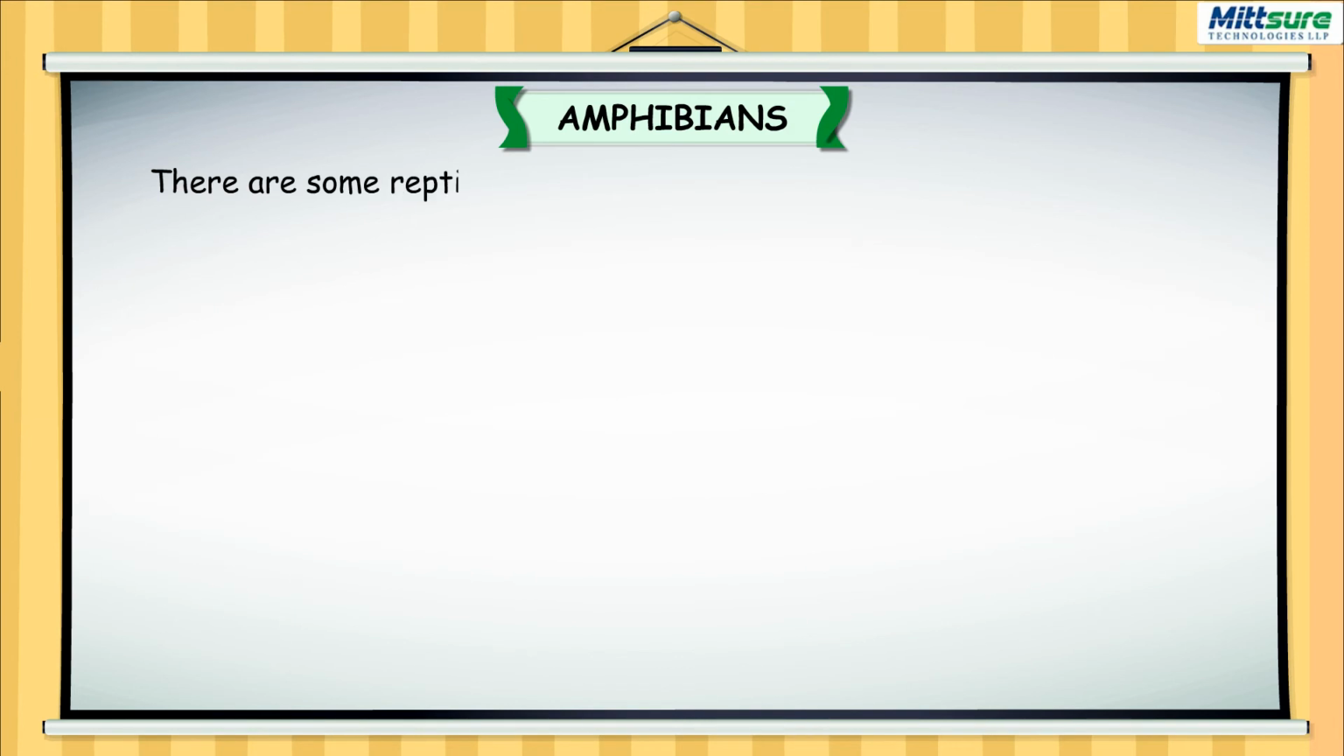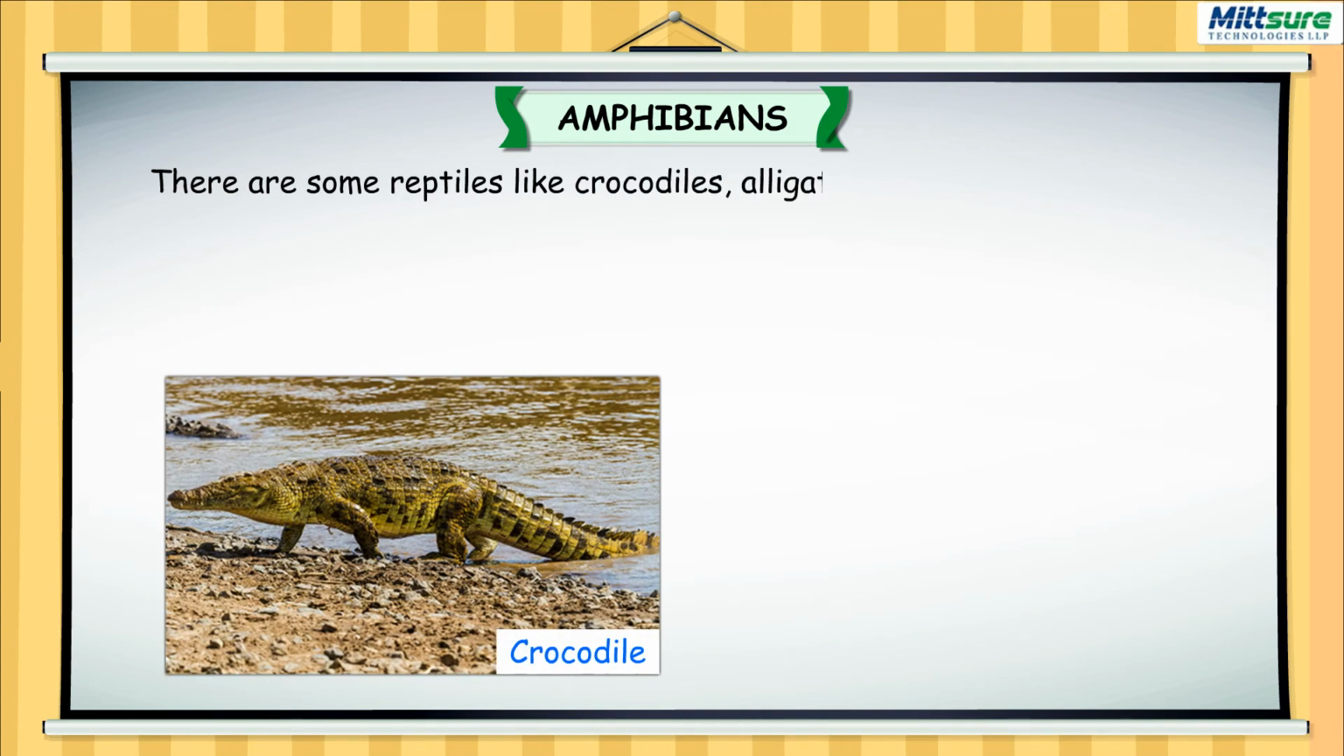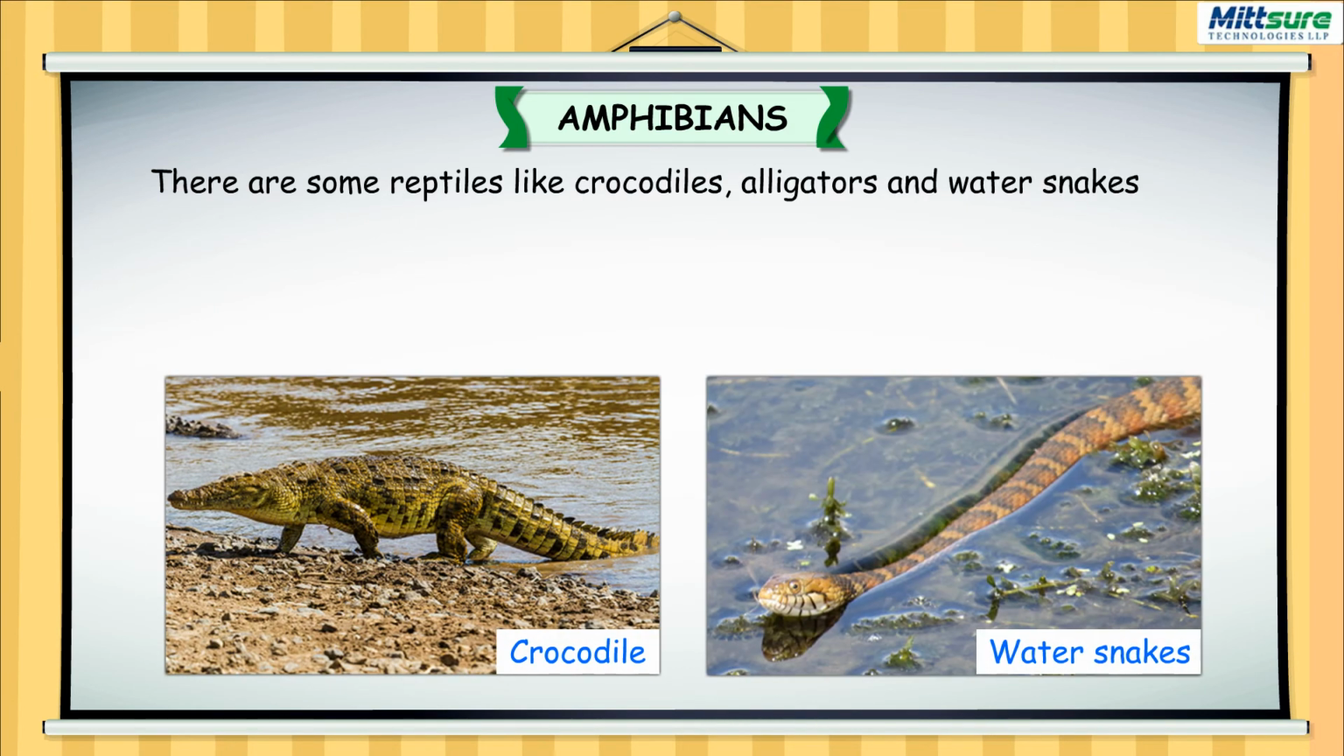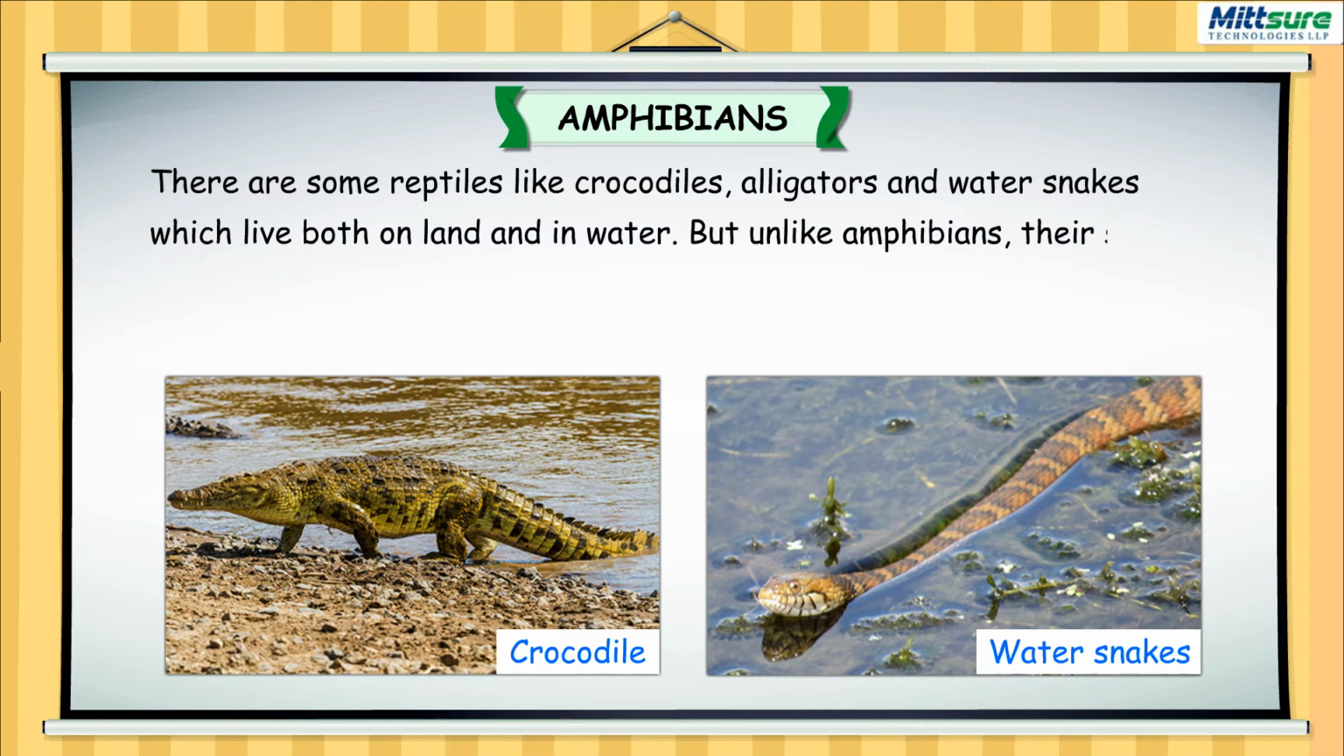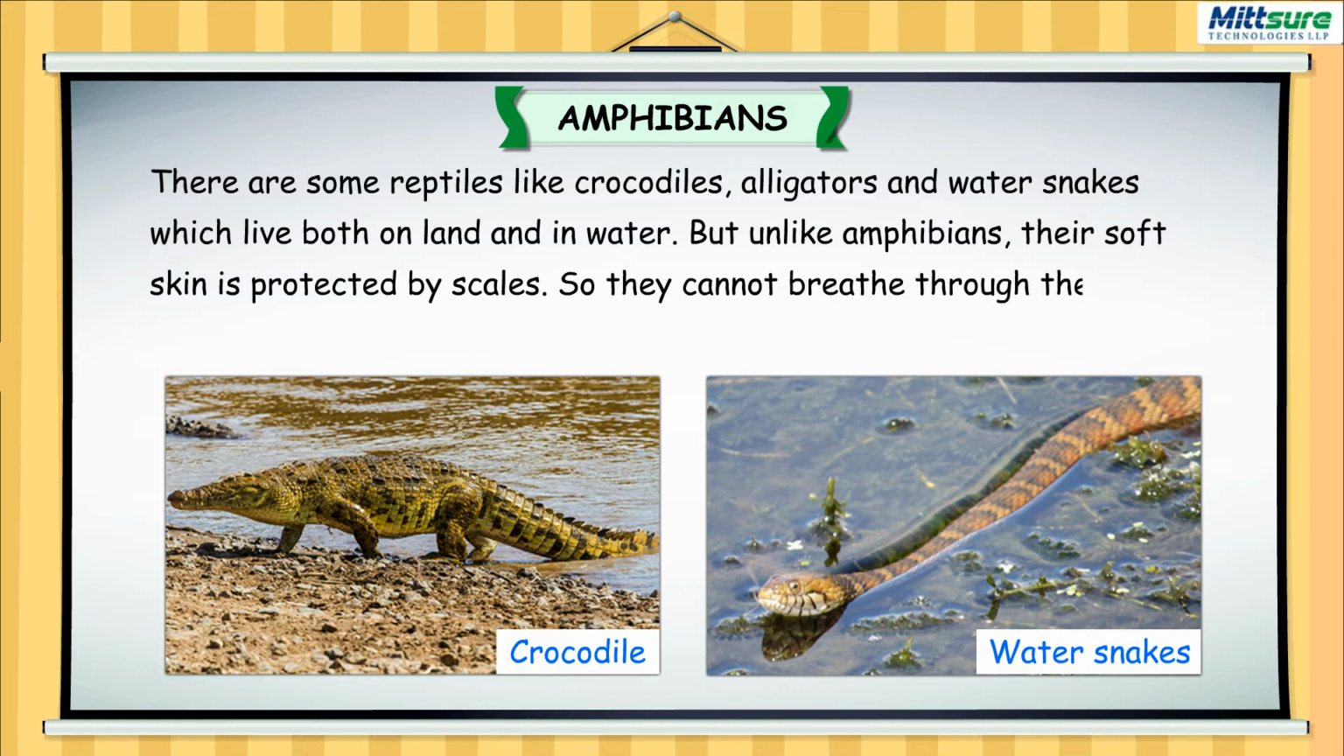There are some reptiles like crocodiles, alligators, and water snakes, which live both on land and in water. But unlike amphibians, their soft skin is protected by scales, so they cannot breathe through their skin. These reptiles breathe through their nostrils.